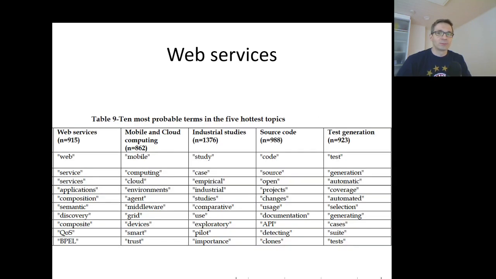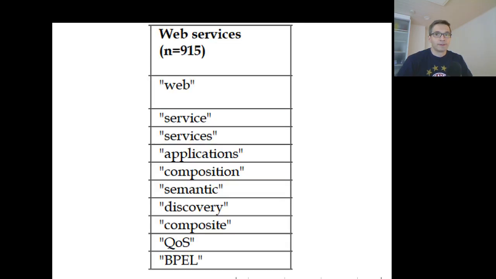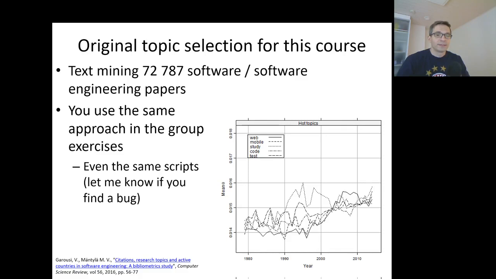Reality is of course a bit more complex, and each of these hot topics actually consists of several words, as you can see in the slide. So the hot topic web in the figure is actually web services, with the 10 most probable words, as you can see, are web, service, services, applications, composition, semantic, discovery, quality of service, and business process execution language. Okay, back to the figure.